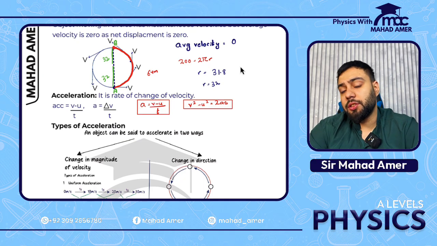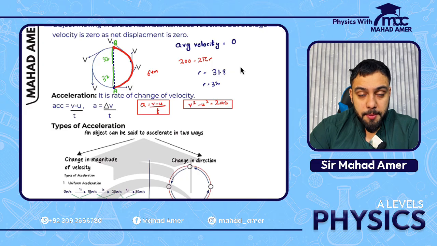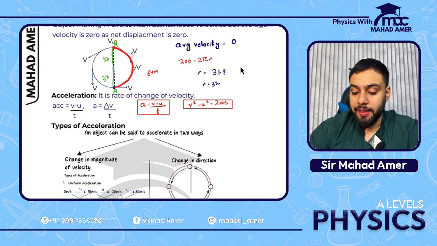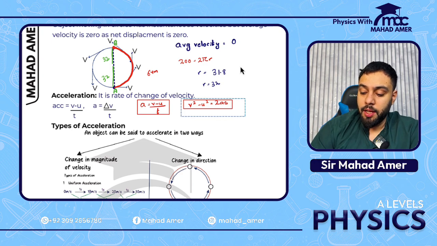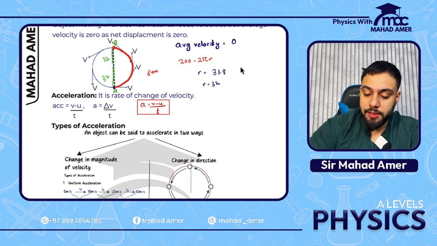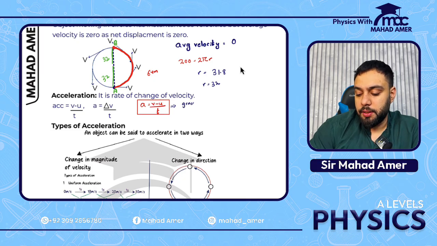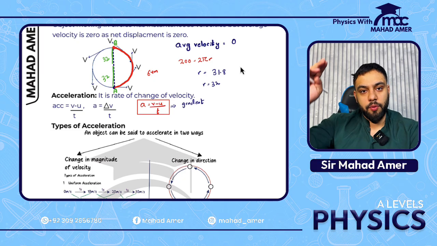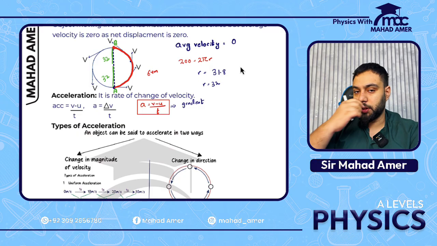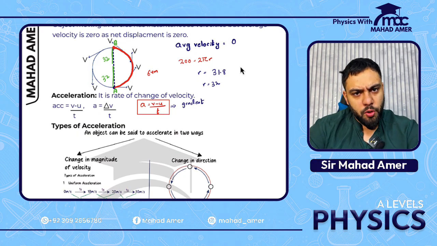So acceleration is the rate of change of velocity, and the formula of acceleration was final velocity minus initial velocity over time. And this formula that we just discussed is found from the gradient. This is just the gradient, y2 minus y1, because in a velocity time graph, if you get the gradient, you get the acceleration.